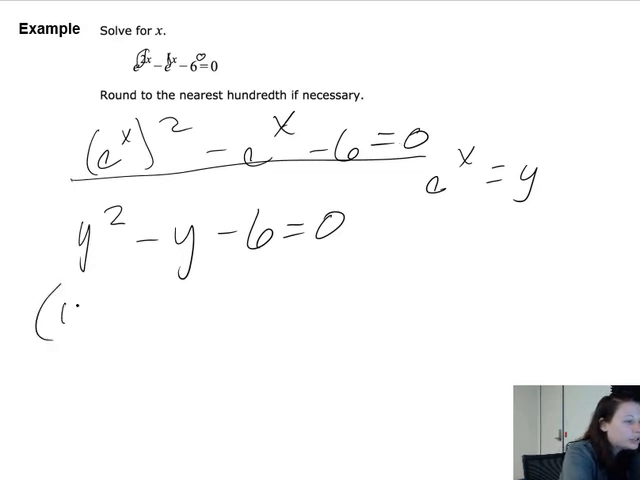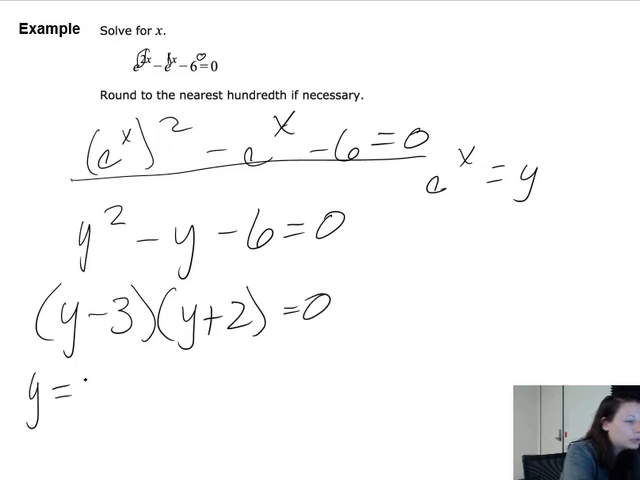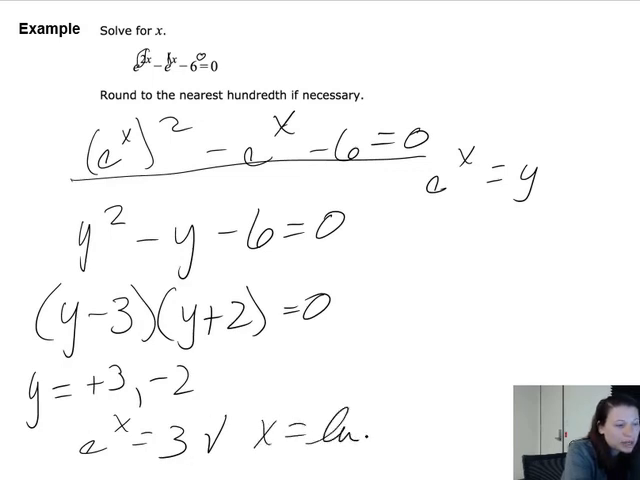So this factors into y minus 3 and y plus 2. So that means y is equal to positive 3 and negative 2. Well, can e to the x equal both of those? Can e to the x equal 3? Well, sure, yes it can, right? So that one's good. Take it further, right? So take the natural log of both sides and get x is equal to the natural log of 3. And then solve that out to the nearest hundredth.